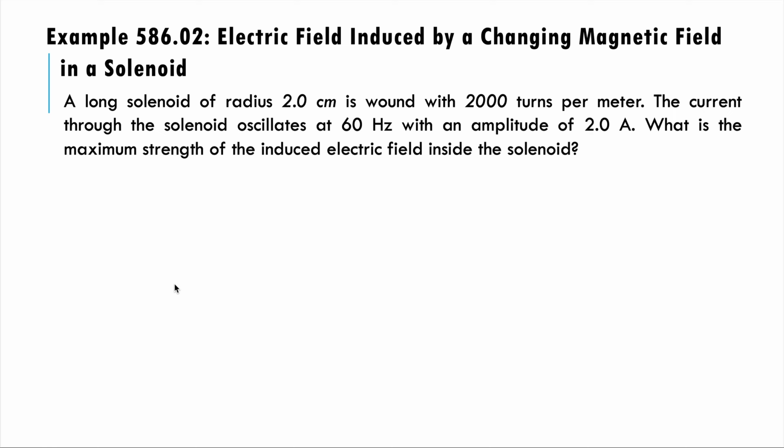Let's go over the second example from v586 on the integral form of Faraday's law. In this example, we're trying to find the electric field induced by a changing magnetic field in a solenoid. Let's go ahead and take a look at what we have.